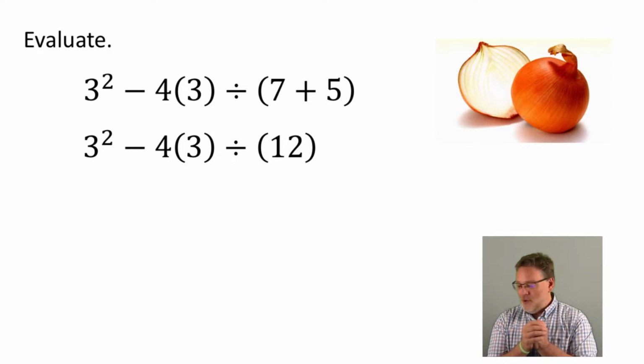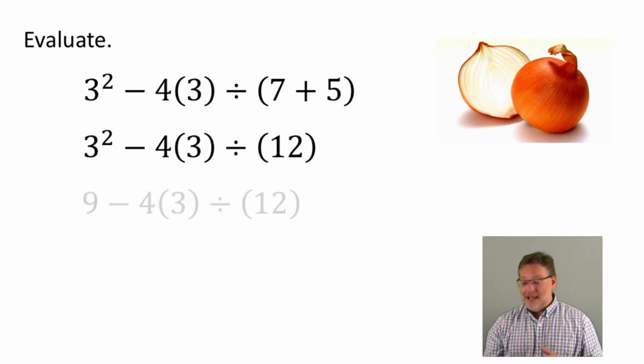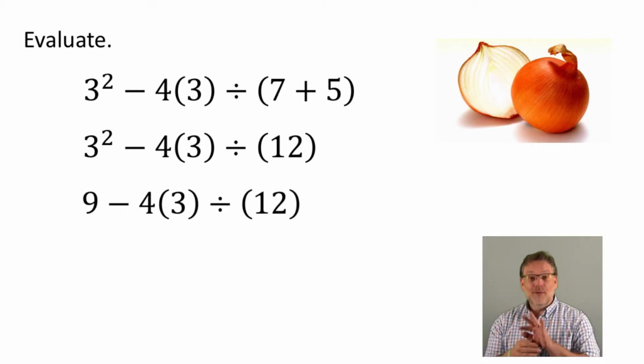What's next? We have 3 squared minus 4 times 3 divided by 12. Exponents are next, aren't they? So 3 to the second power, that's 3 times 3, which is simply 9. And now again, we write 9, but we rewrite everything else as well afterwards. So 9 minus 4 times 3 divided by 12.